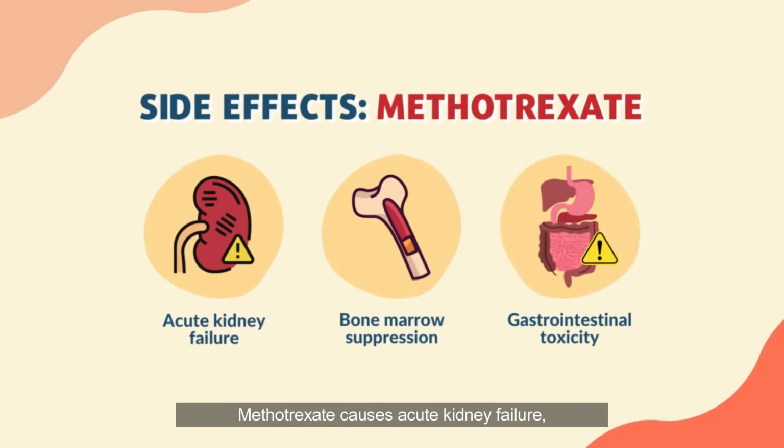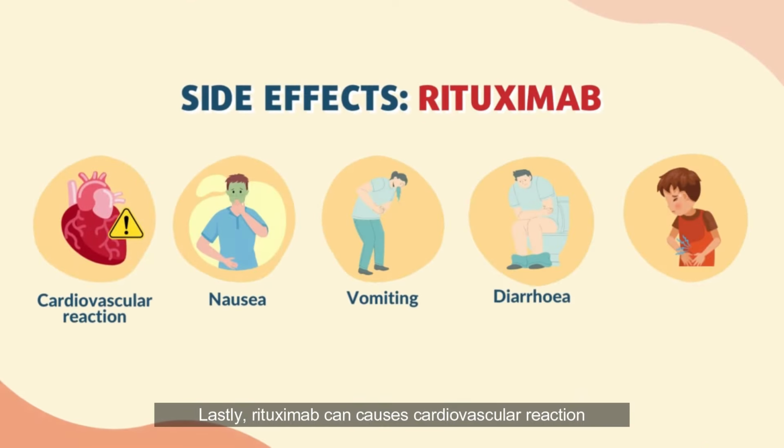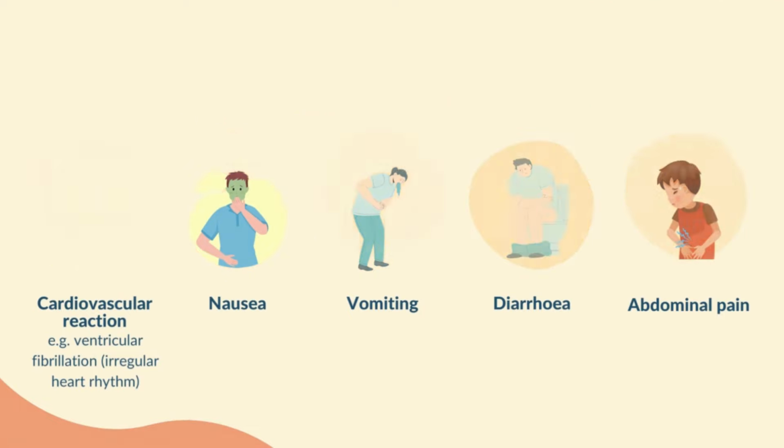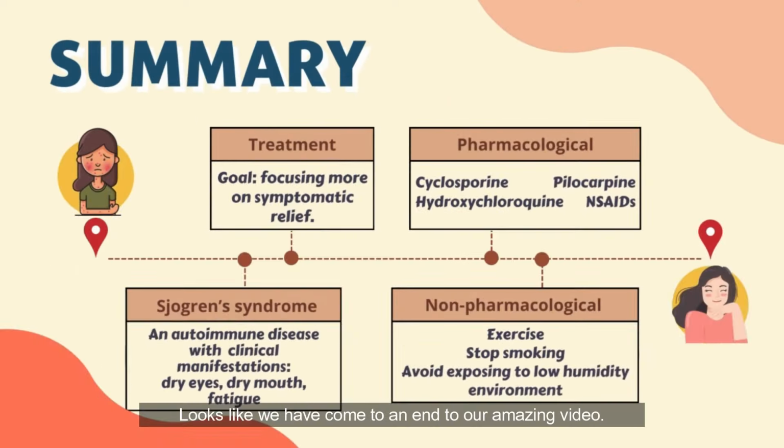Methotrexate causes acute kidney failure, bone marrow suppression, and gastrointestinal toxicity. Lastly, rituximab can cause cardiovascular reaction, for example, irregular heart rhythm known as ventricular fibrillation, nausea, vomiting, diarrhea, and abdominal pain. Looks like we have come to an end to our amazing video.